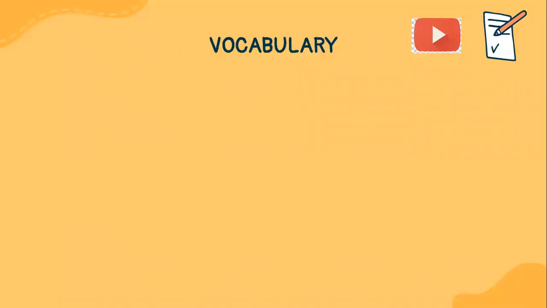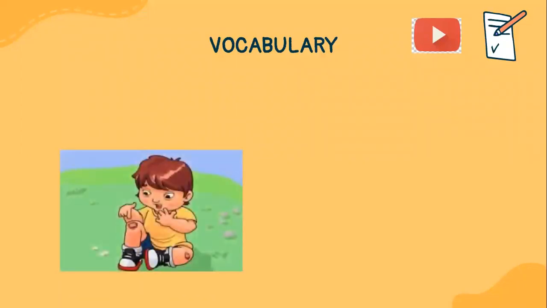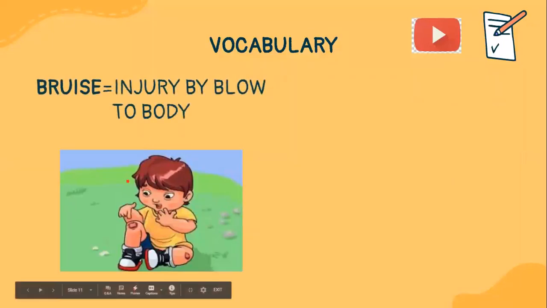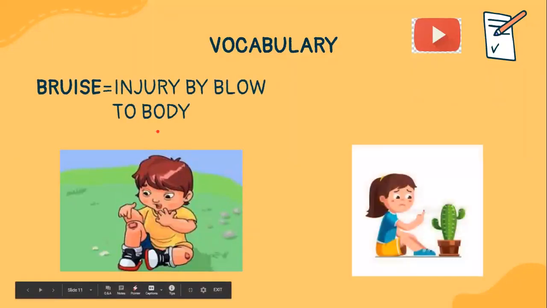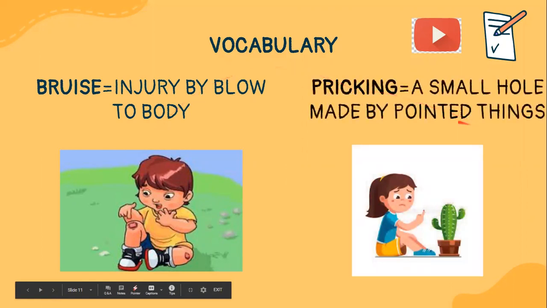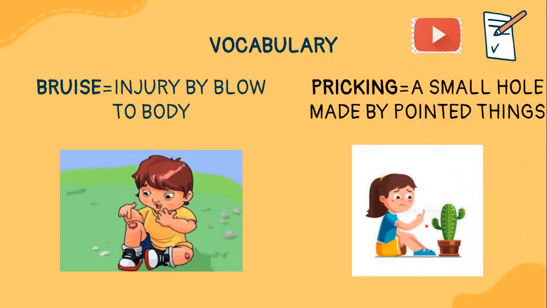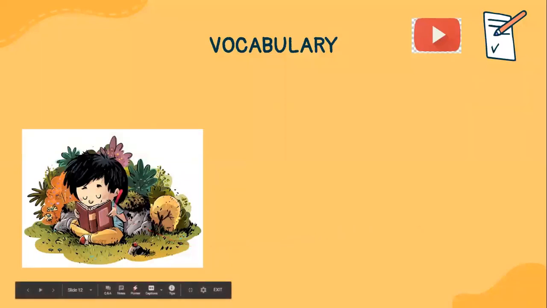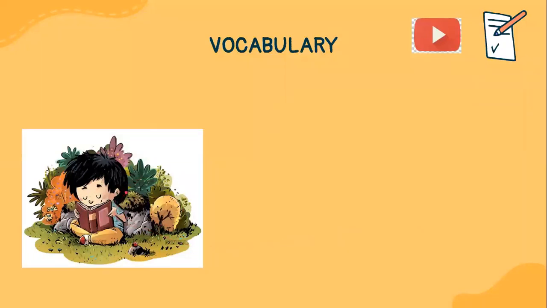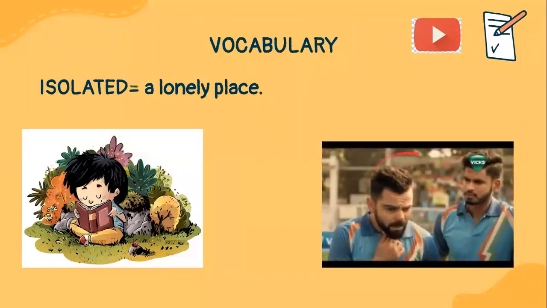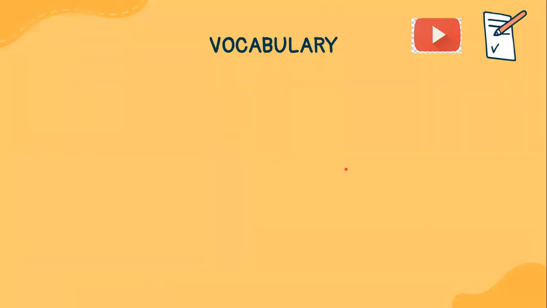Before that, let us quickly revise our vocabulary. What is this thing, warriors? Bruise, B-R-U-I-S-E, means an injury by a blow to the body. The second word is prick. Pricking means a small hole made by pointed objects. And this is the word we learned in the last class: isolated. Isolated means a lonely place. And this word: hoarse means a rough voice.